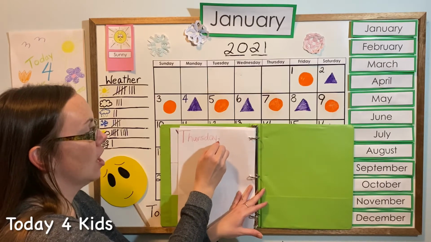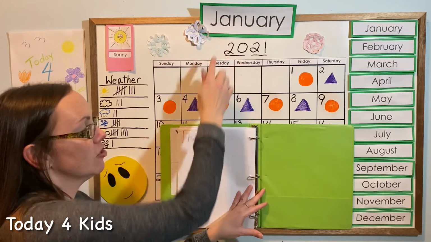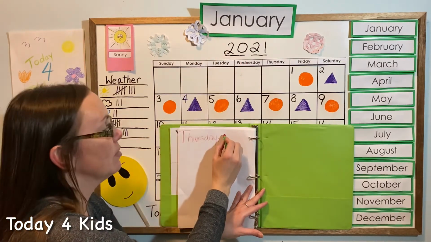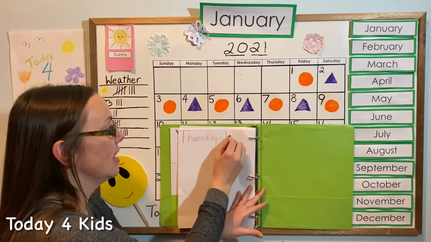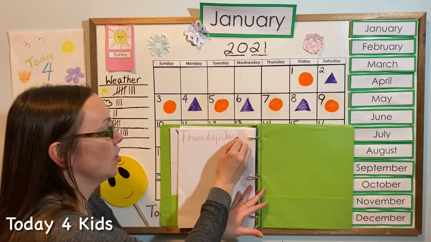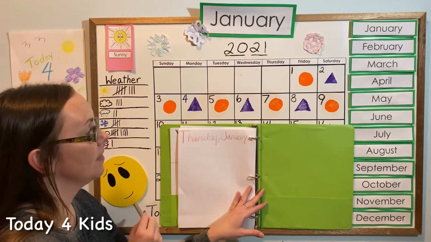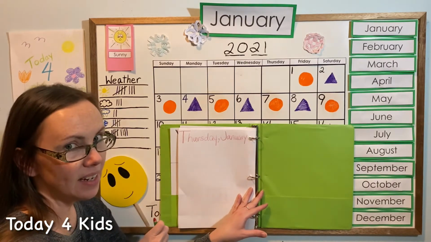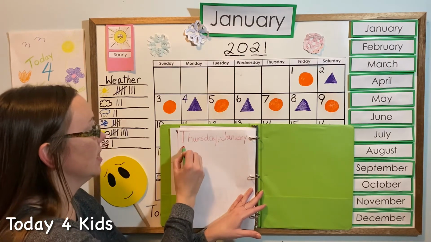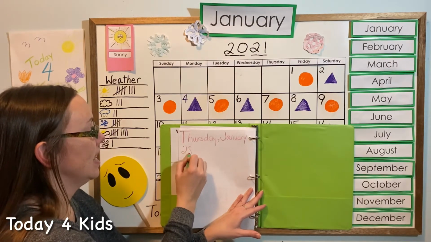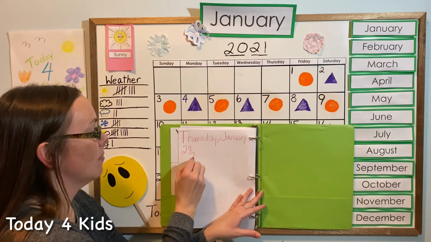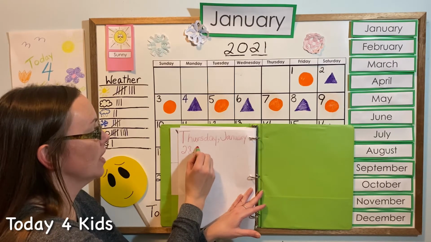T-H-U-R-S-D-A-Y, comma. And then a capital J for January because January is the name of our month. Capital J-A-N-U-A-R-Y. And then, do you remember what day it is today? 28th. So we're going to put a 2 and an 8 for 28th, comma. And the year is 2021.